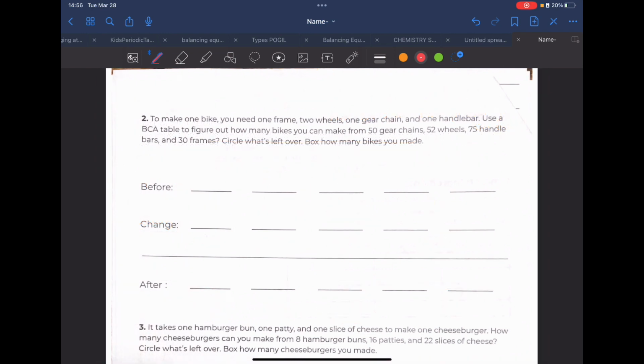All right, for the second one, why don't you give it a shot? Pause the video here, and you can try to figure it out, and then you can play and make sure that you got it right.